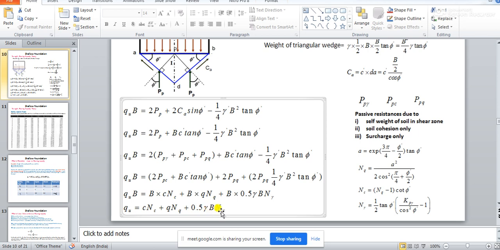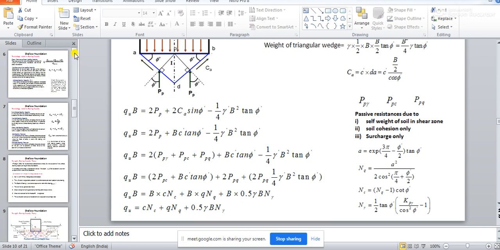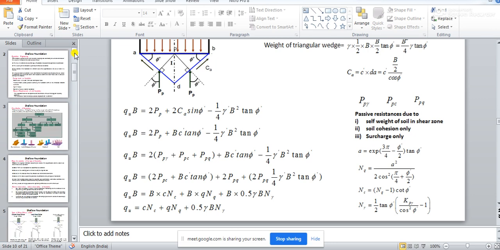We will discuss it in more detail in the next class, because this is a very important equation. Throughout your civil engineering life you should be remembering this equation. And what are these Nc, Nq, N gamma, those things we will understand in our next class. So, I think up to this whatever we have discussed, it is hopefully clear to you.